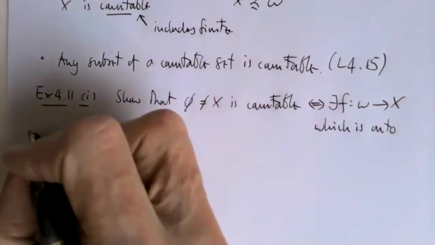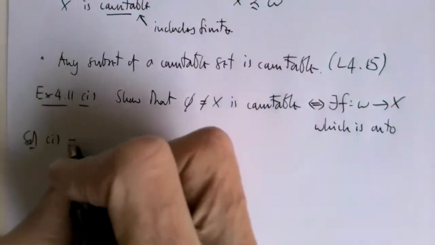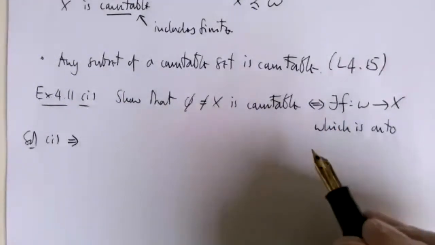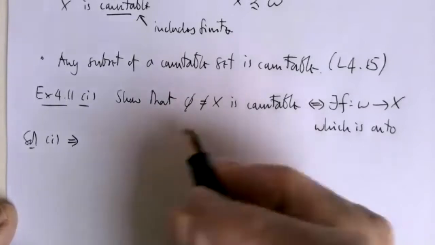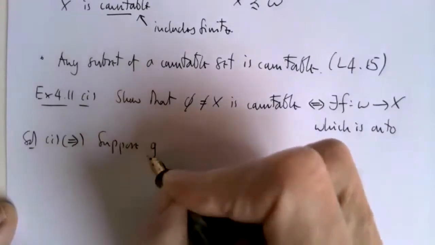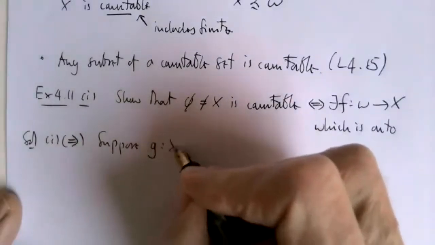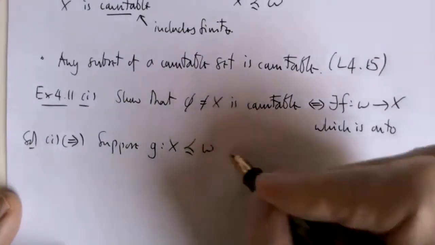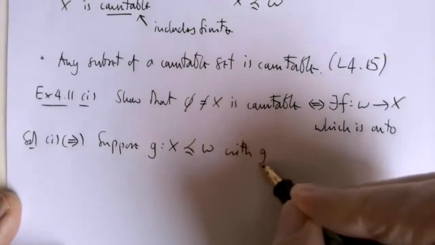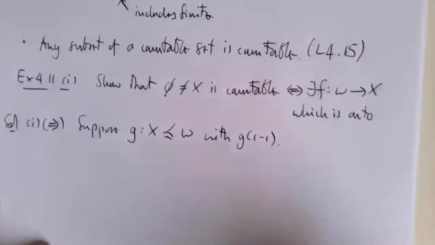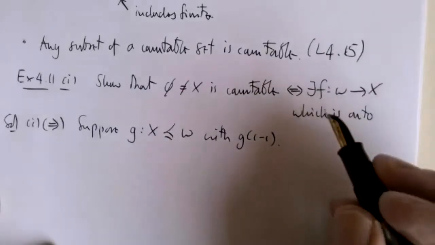Okay, so what would you do here? It's an if and only if. We're told that X is countable. So I've got a map from X into omega, which is 1 to 1. So implicit in the notation there is that g is going to be 1 to 1. And we need an onto map f.